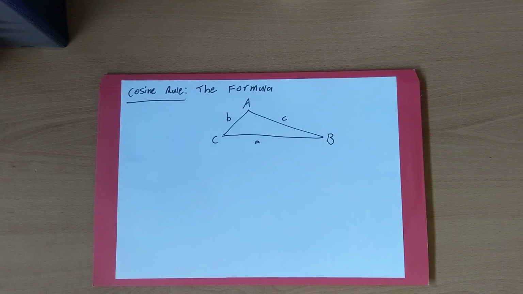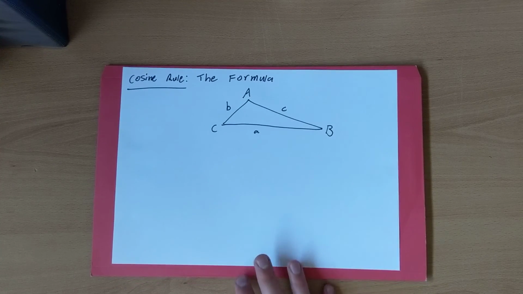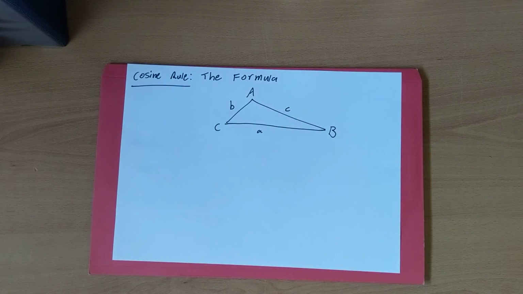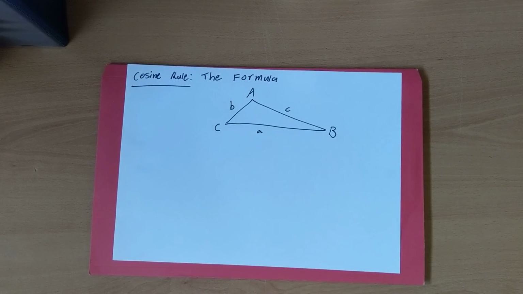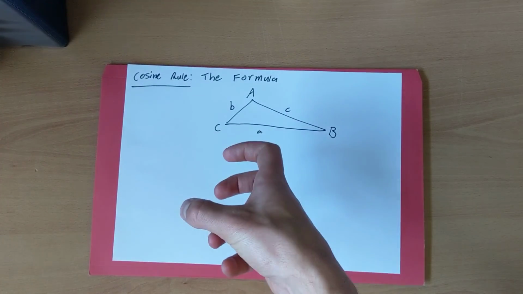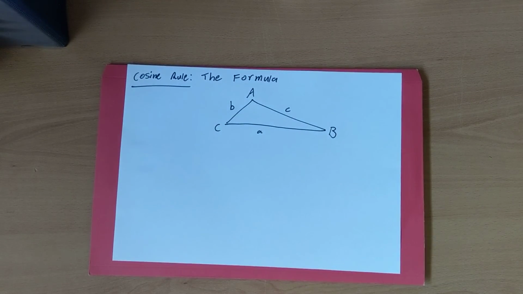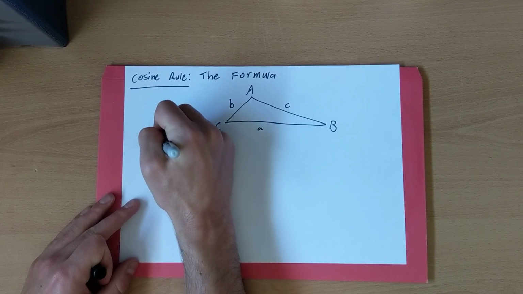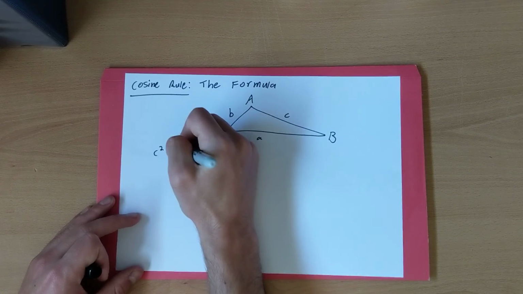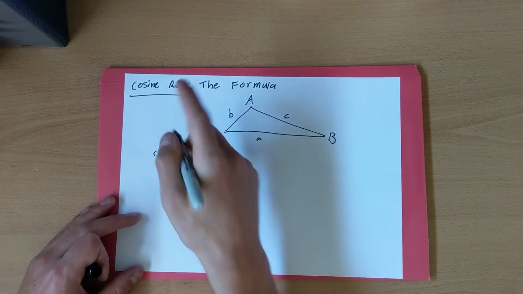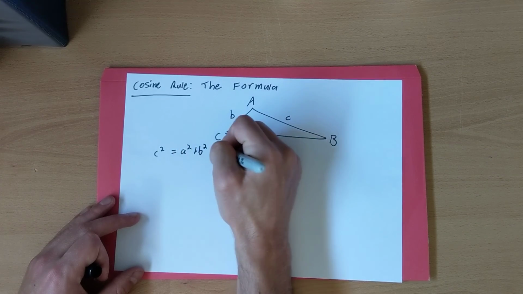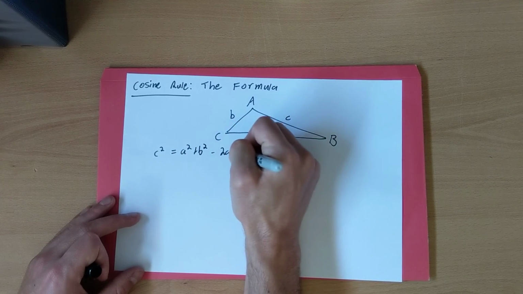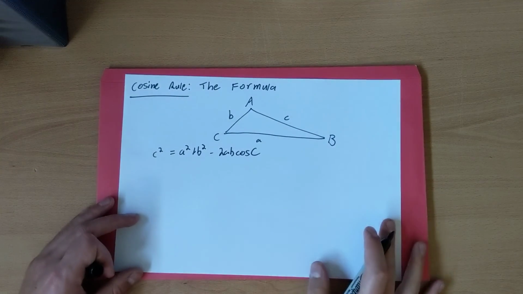In the last video, we derived the cosine rule. So we looked at a triangle with the angles A, B, and C and the side lengths a, b, and c, and we introduced x and the perpendicular height h, and we manipulated the numbers until we arrived at this result. We said that c squared is equal to a squared plus b squared minus 2ab cos C.